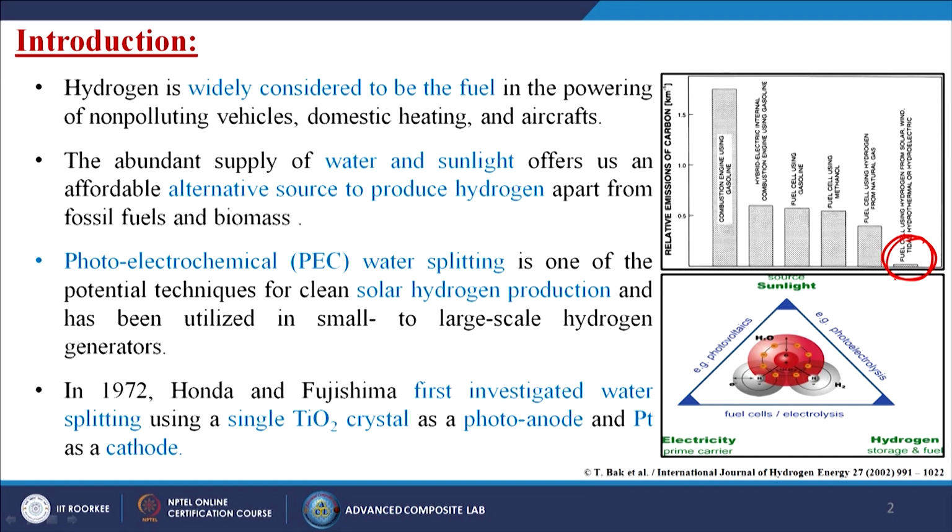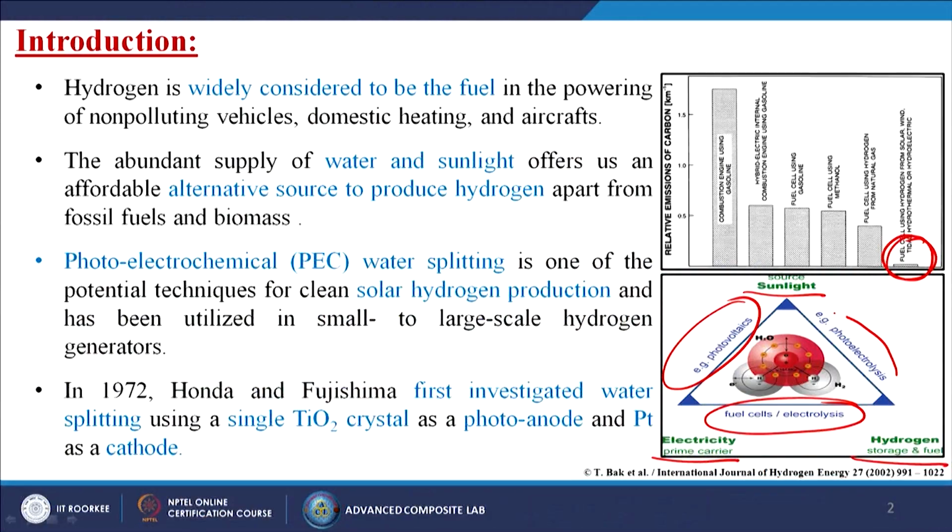And then from the bottom we can see a very good triangle. The triangle consists of the source, which is nothing but the sunlight, then electricity, which is the prime carrier, and hydrogen, which is storage and fuel. Now, if we convert from sunlight to electricity, we do it with the photovoltaic cell. If we talk about going from electricity to hydrogen, then we are talking about fuel cells and electrolysis techniques. And when we take sunlight directly to hydrogen production or storage, then we are doing photoelectrolysis. That is the beautiful image by which we can understand what we need to do to convert sunlight to hydrogen storage or electricity.